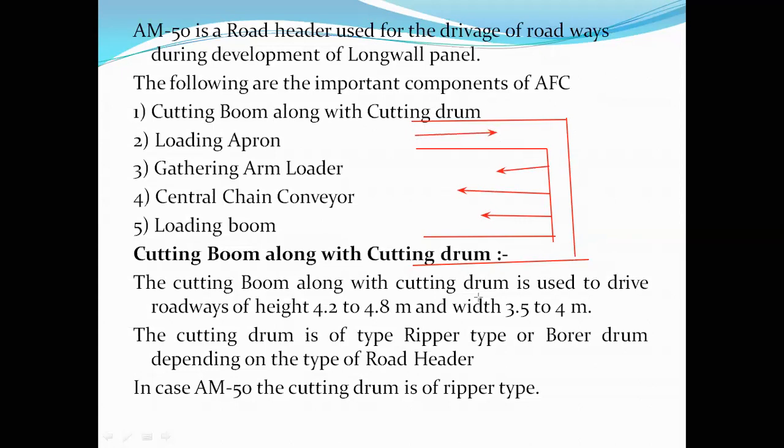Now, this roadway you are talking about is the tailgate or main gate, depending on usage. These are the two roadways. For the drivage of these roadways, in a conventional way we would need to carry out drilling and blasting operations. Instead of that, we directly use the cutting machine, which is used for the drivage of the roadways. One of the machines used for the drivage of roadways in a longwall panel is the AM50, Alpha Minor.